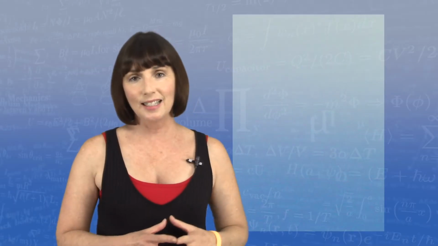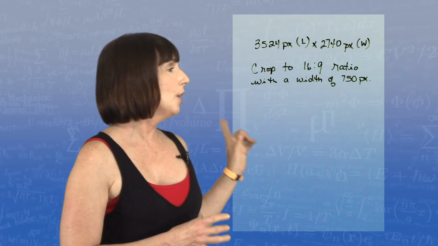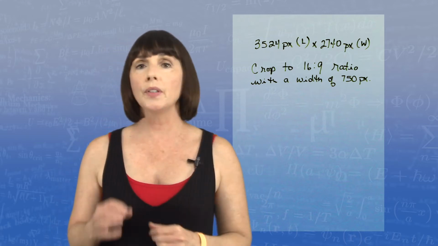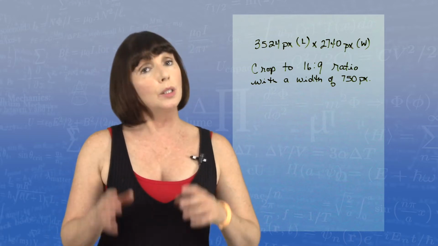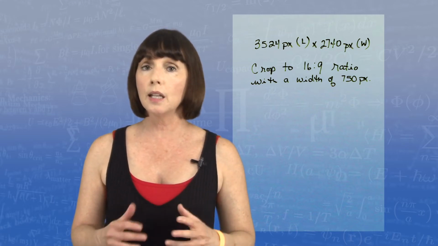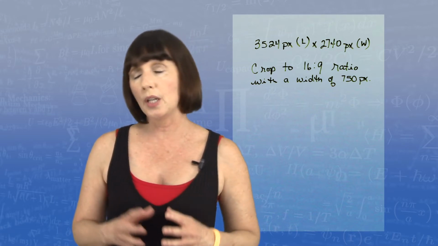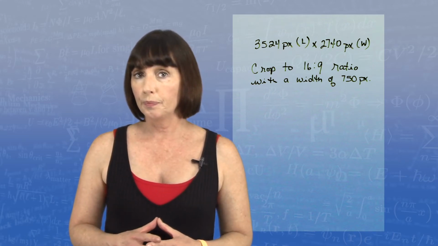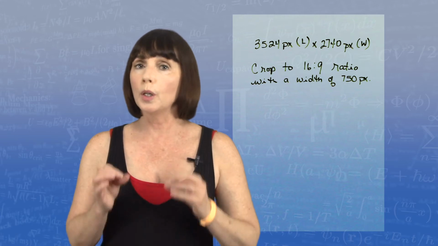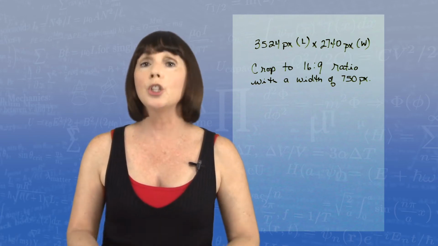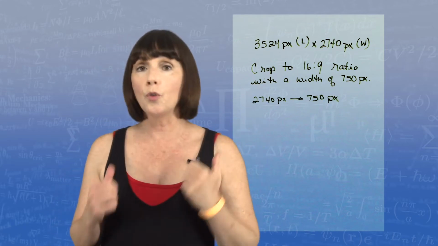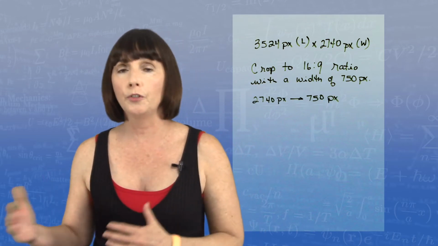Let's take a look at an example of how you can use proportions. You have an image that measures 3,524 pixels long by 2,740 pixels wide. And you need to crop your image so it's in a 16:9 ratio with a width of 750 pixels. What will the other dimension of your image be? Okay, now let's note that what we're cropping is the width of our image, the short side of our image. So that means our 2,740 pixels will get cropped to 750 pixels.